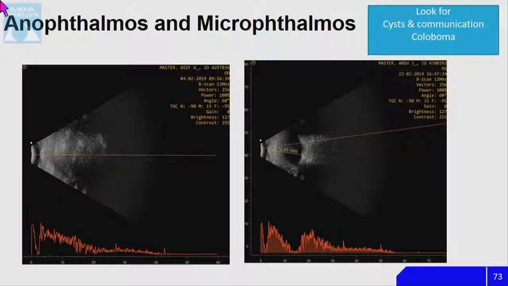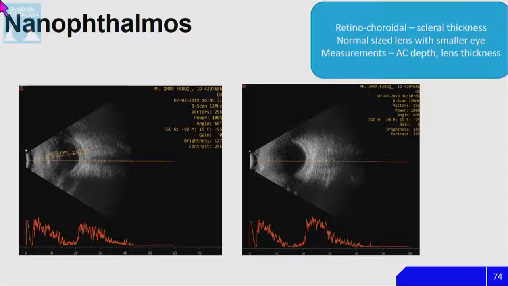So this is anophthalmos, where there is no well-defined globe structure, and this is microphthalmos, a grossly reduced globe. In both cases, we should look for any orbital cyst and its communication. In addition, microphthalmos can be associated with coloboma. And in nanophthalmos, the eye is small in size but the lens is normal size. It can be associated with uveal effusions, and in severe cases with exudative RD.